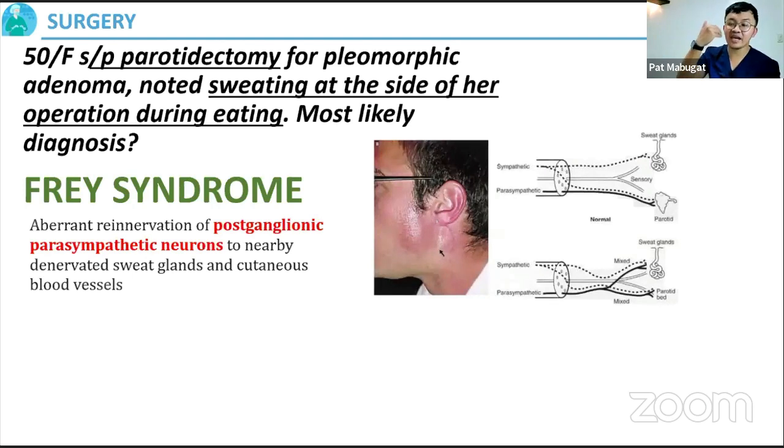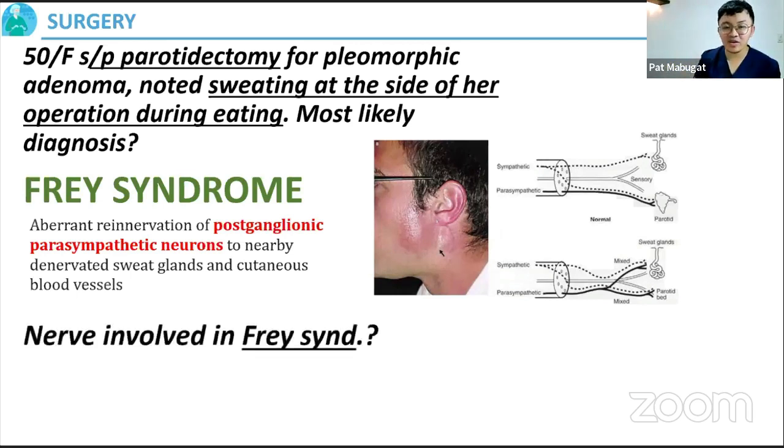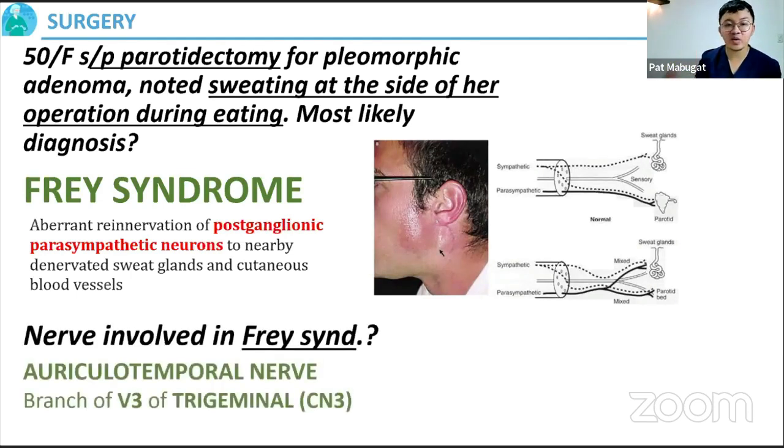So you most likely have injured a certain nerve here, and after it has been injured, it reconnects sympathetically to the sweating cells there. Right? So every time you eat, every time that nerve becomes stimulated, it also sends signals to the sweat glands, causing you to sweat every time you eat. That's your Frey syndrome. And the nerve involved is the auriculotemporal nerve, which is a branch of the V3 of your trigeminal nerve. Right? Frey syndrome, auriculotemporal nerve.